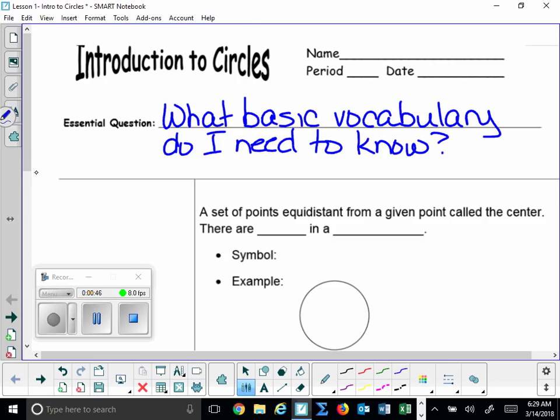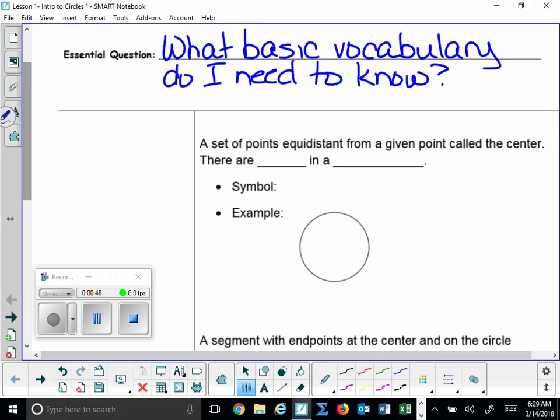All right. To begin with, let's define a circle. A circle is a set of points that is equidistant from the given point called the center. And I'm going to label that center point C. There are 360 degrees in a circle.